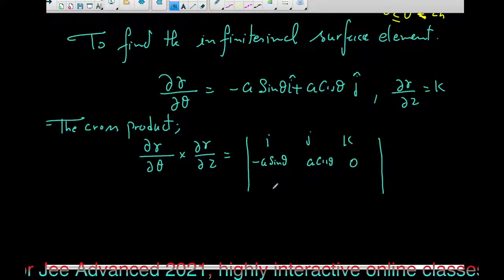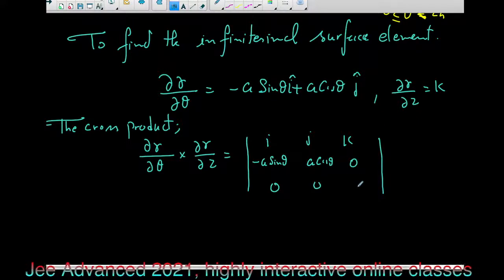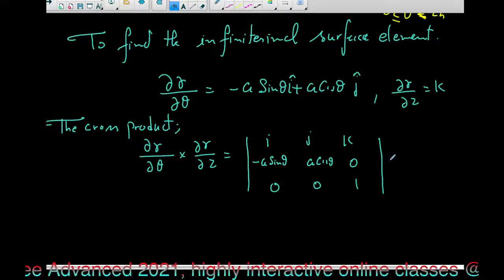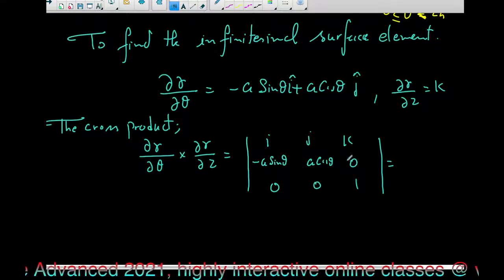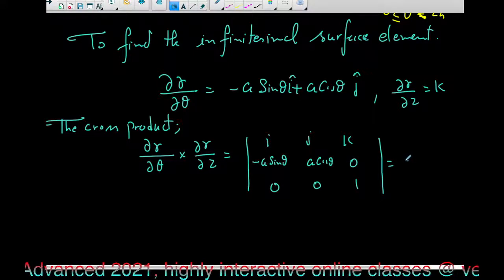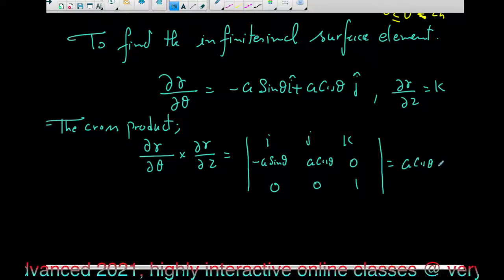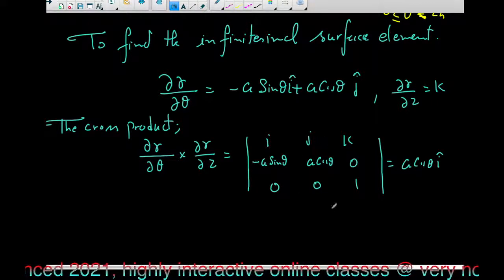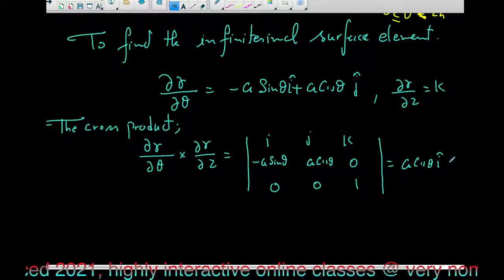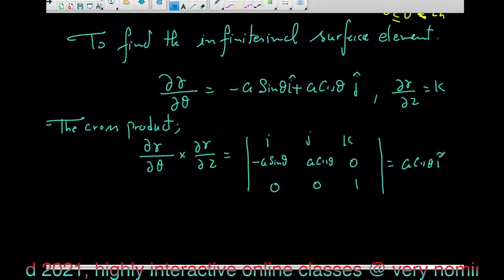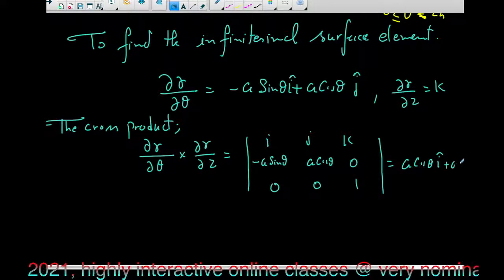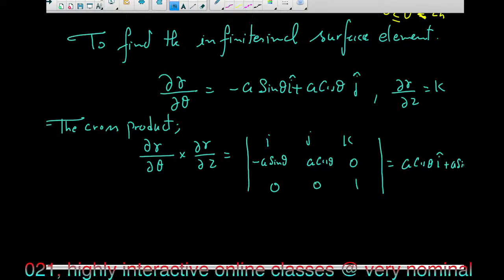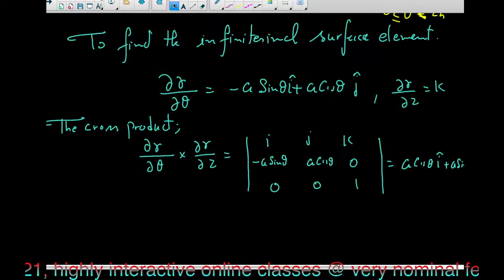And what about this one? 0, 0, 0, and that is 1. Correct? Solve this. I, this 0, a cos theta. So that is a cos theta into i. And what about this one? j, that is this, and minus a sin theta. So that we say minus j position was also there. So plus a sin theta into j. Are you getting how this comes plus?